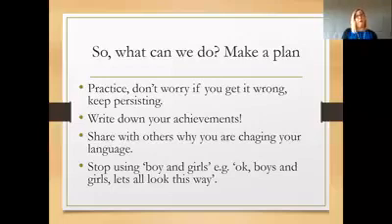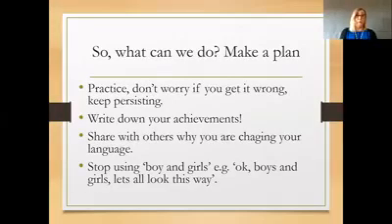Share with others while you're changing your language. One key point about sharing with other people is you can bring them on board for you. So you can say, hey, I'm really looking at changing my language around how I describe young girls and young boys. I've noticed that I say pretty and cute for girls, and I say strong and brave for boys, and I want to change that up a little bit. So feel free to call me on it if I make a mistake, or if I go back to those brave boys and those cute girls.